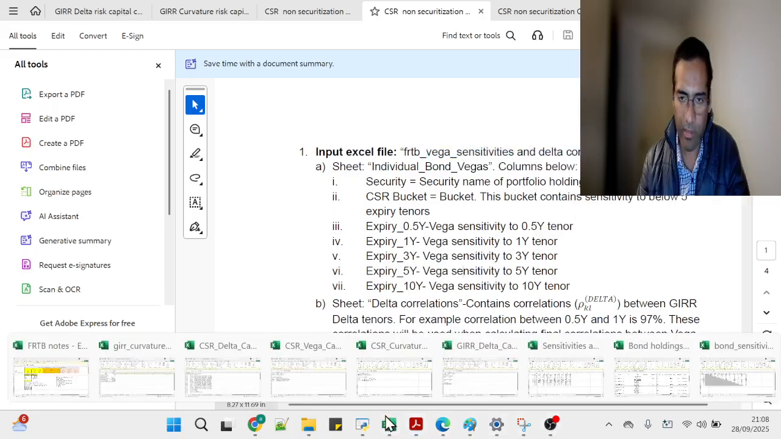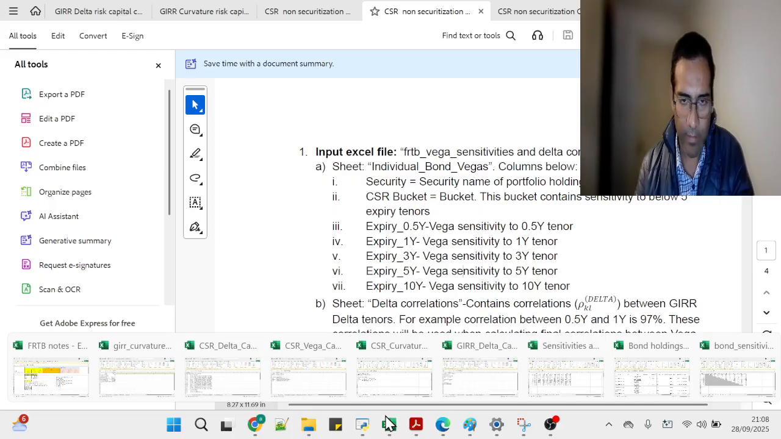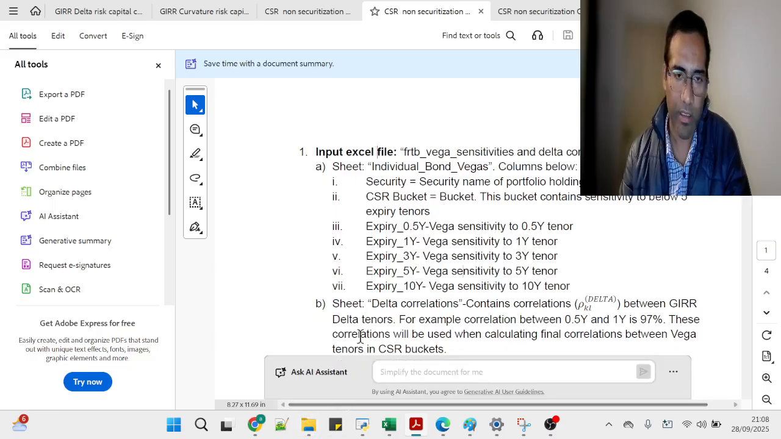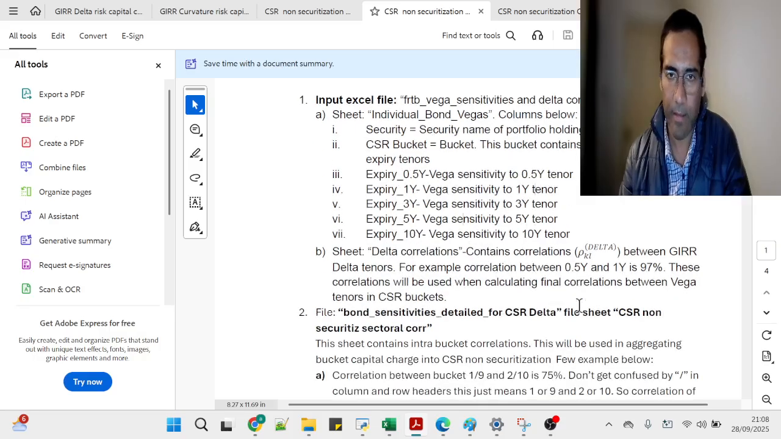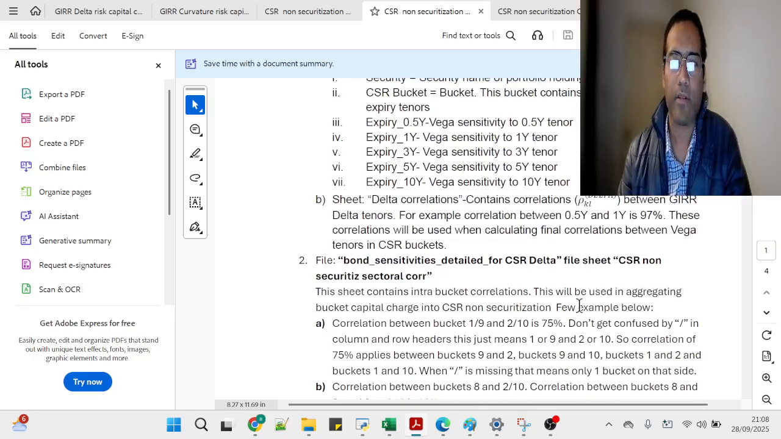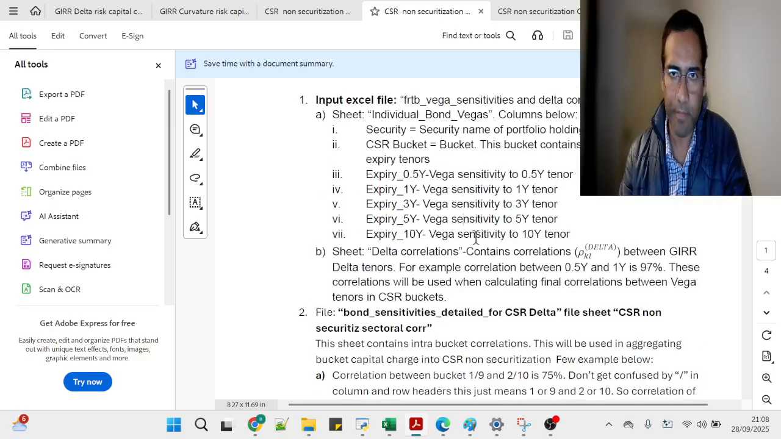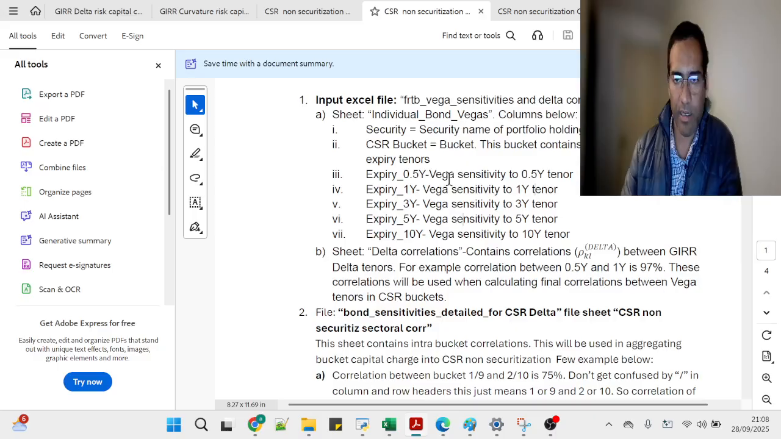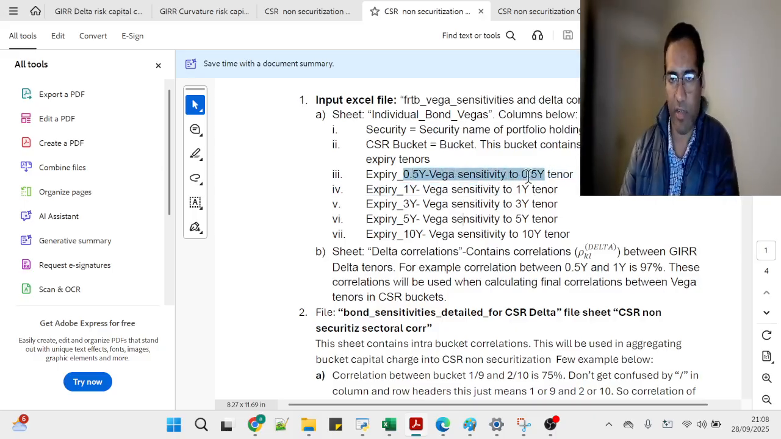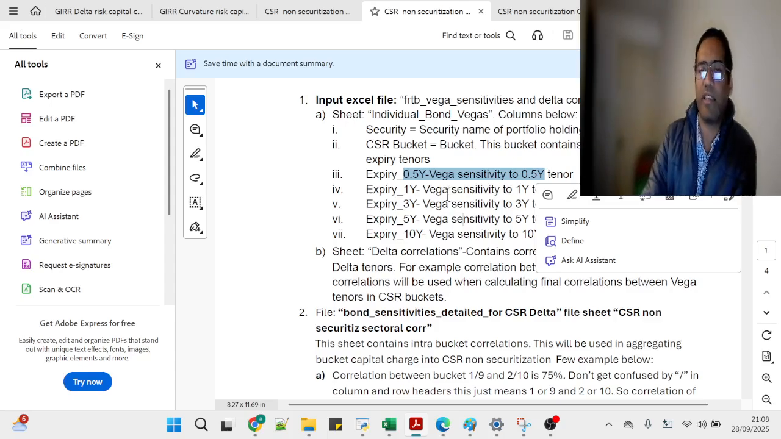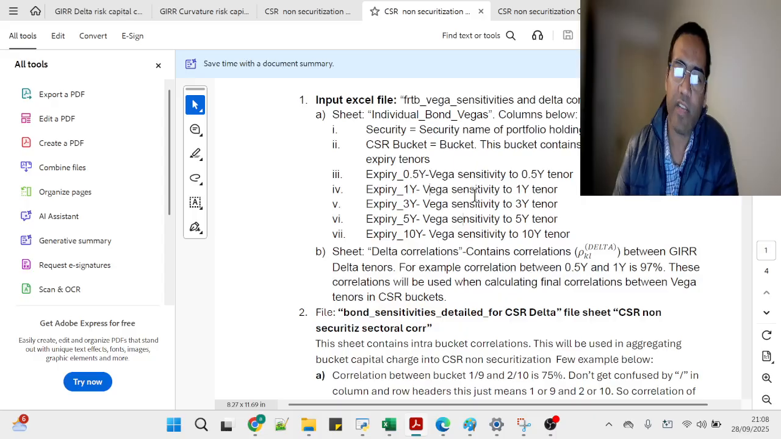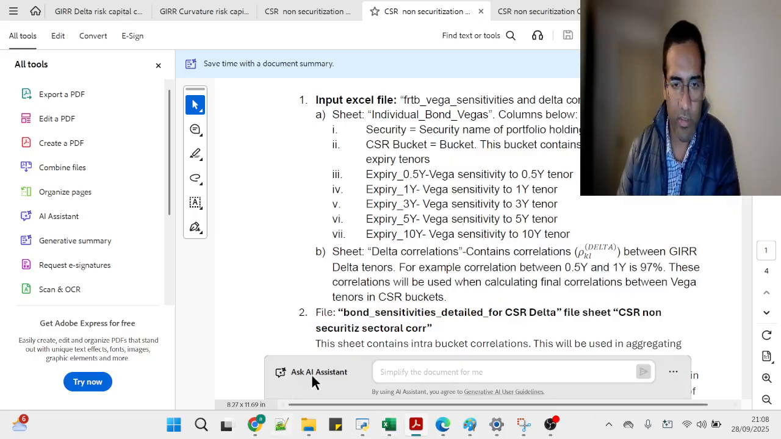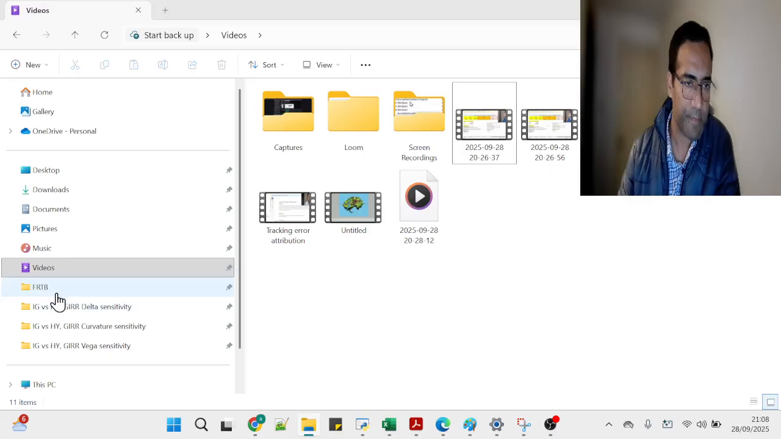FRTB Vega sensitivities. Let me try to get this sheet. Delta correlation contains correlations between. The important point is that there is a security name, and for each tenor there is a Vega sensitivity. So you can see the sensitivity at each tenor: 1 year Vega sensitivity, 2 year, 3 year tenor and 5 year. Actually, let me search for it.